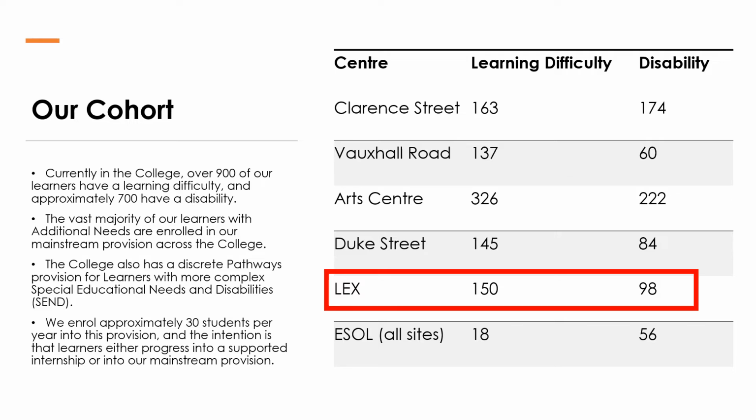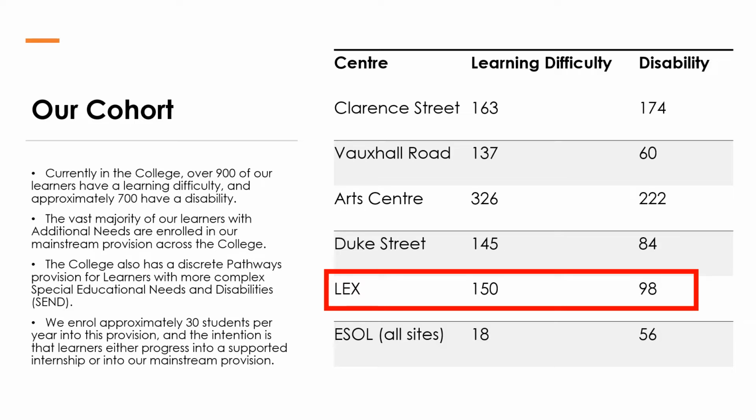Currently in the college, over 900 of our learners have a learning difficulty, and approximately 700 have a disability. So we thought that this would be a good slide to put in there to show why this is relevant to us. It's a large amount of students that we need to support, and we need to make sure that we're doing that in the best way that we can.